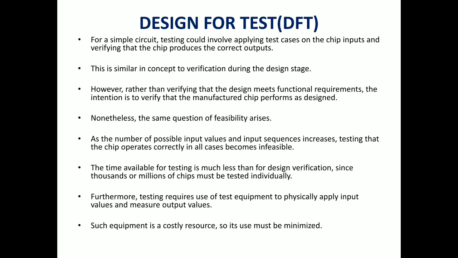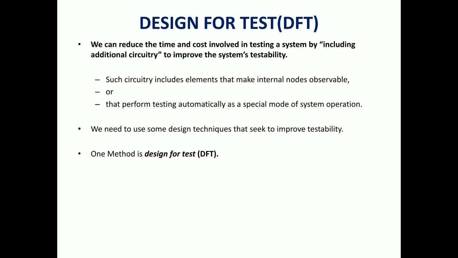So in order to reduce the time of testing and the cost, we could go for an approach. What approach? We can include some additional circuitry in the IC circuit itself, so that it performs the testing operation. We can reduce the time and cost involved in testing a system by including additional circuitry to improve the system's testability. By including additional circuitry within the IC system, we can reduce the testing time and also save cost.